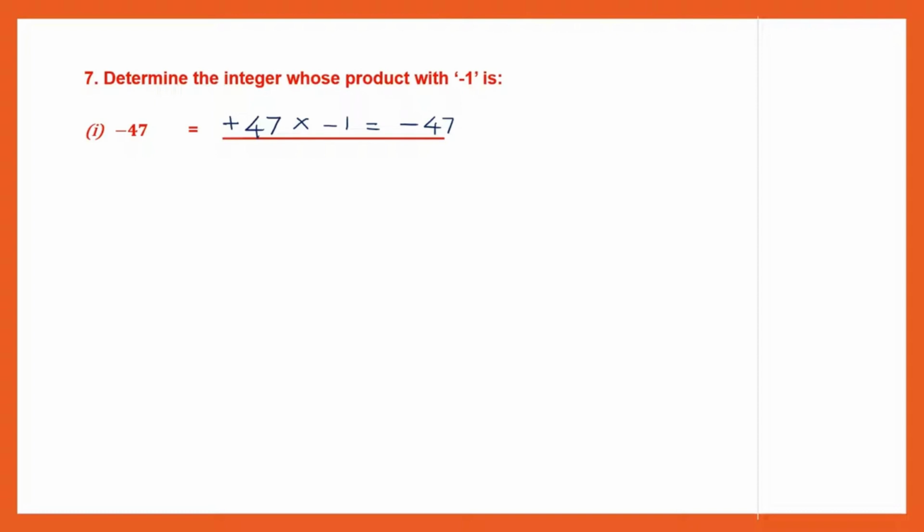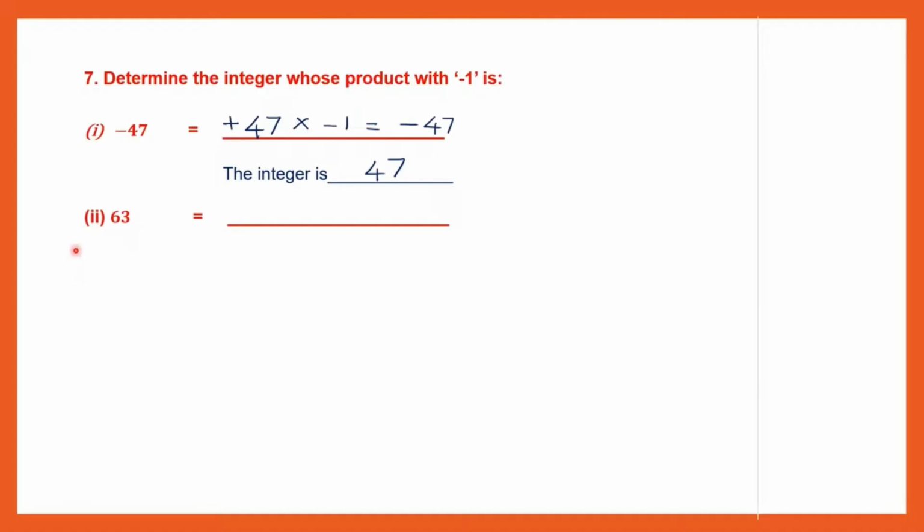So now you can check your answer. 47 into minus 1. What is the answer? One negative integer, so the answer is negative. 47 into 1 is 47. So we have found our answer. Our answer is 47.